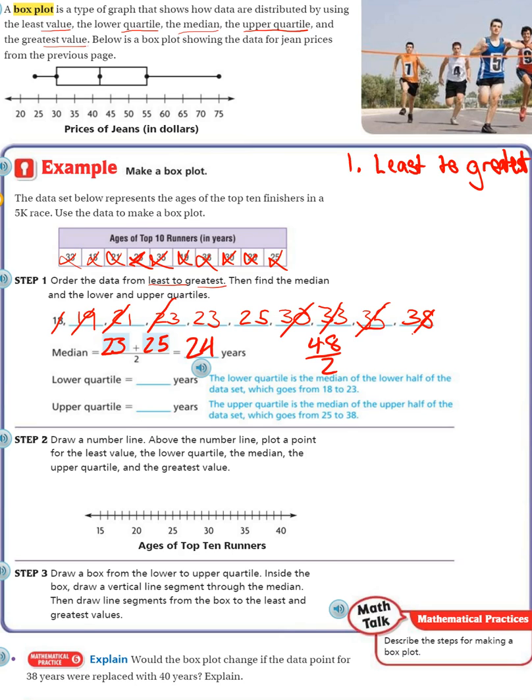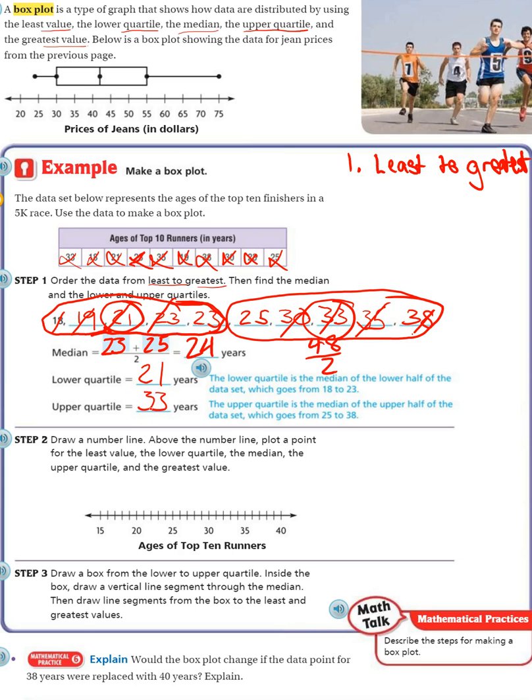Then the lower quartile is the median of the lower half of the data set, which goes from 18 to 23, and we include this one. So 21 is in the middle of that data. And on the top part, the middle is 33. So remember, lower quartile is the middle number of the lower half, and the upper quartile is the middle number of the upper half of the data.